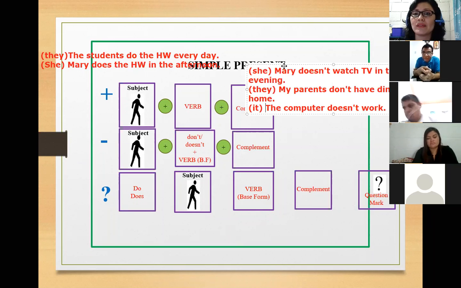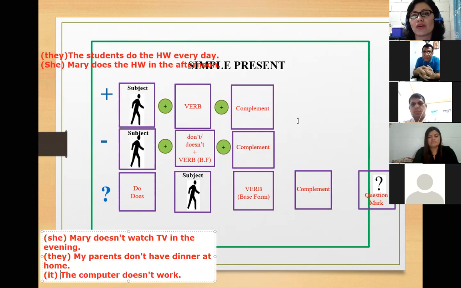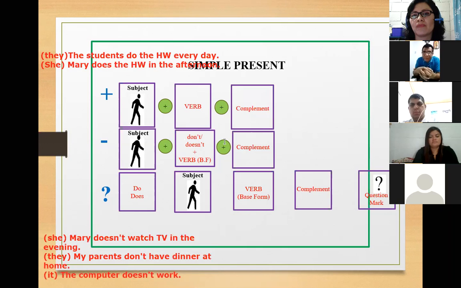And what are the elements? Voy a dejar esto por acá. The elements are subject, the auxiliary don't or doesn't, dependiendo del caso, and the verb. Y aquí tengo un BF, pero el BF no es para best friend, okay? Es para base form, okay? So you need a verb in base form, okay? En la forma base del verbo.